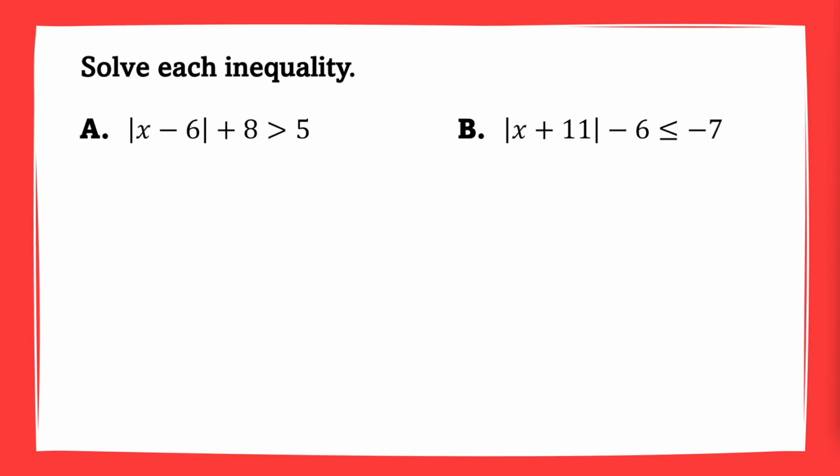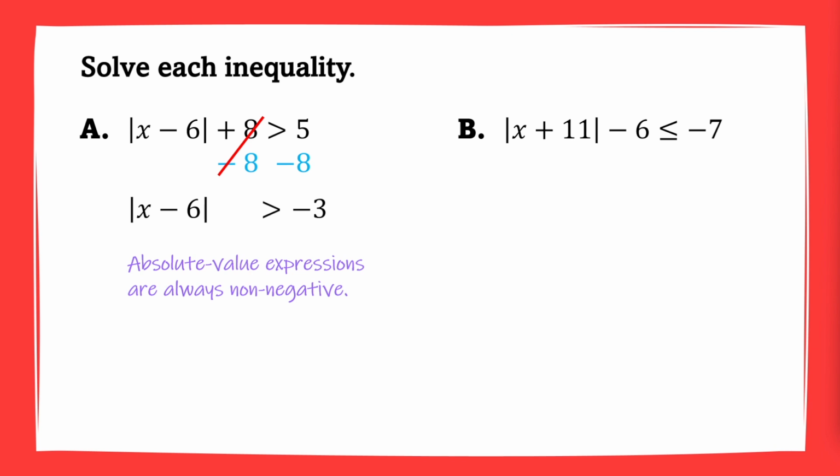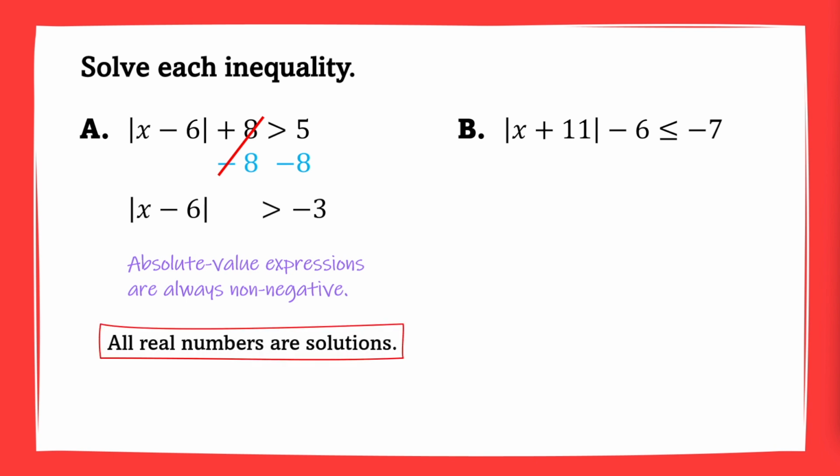Sometimes there are special cases. For the inequality where the absolute value of x minus 6 plus 8 is greater than 5, we first subtract 8 from both sides of the equation, resulting in the absolute value of x minus 6 is greater than -3. Now, since absolute values are always non-negative as they represent distances, the inequality is always true for any real number x. Therefore, all real numbers are solutions.